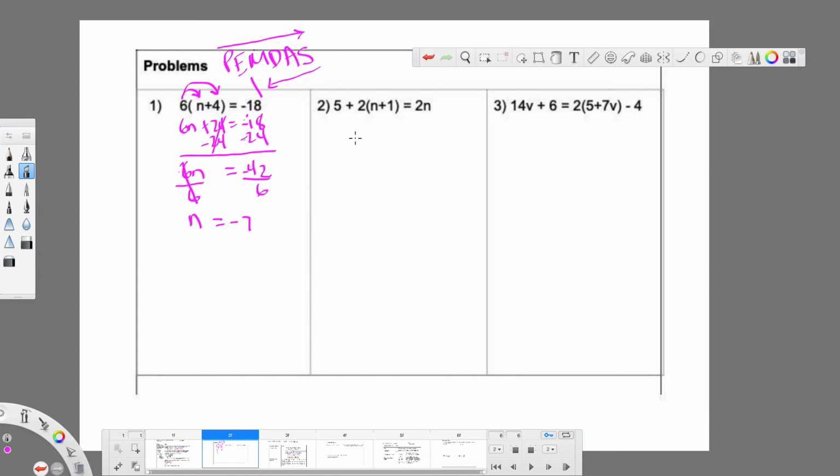All right, so in this next one, we want to simplify again. So we have that same issue with the parentheses. We're going to distribute. So 5 plus 2 times n is 2n. 2 times 1 is 2. And now I've dropped away the parentheses, equals 2n. So I can combine some like terms on this left side here. 5 plus 2 is 7, plus 2n equals 2n.